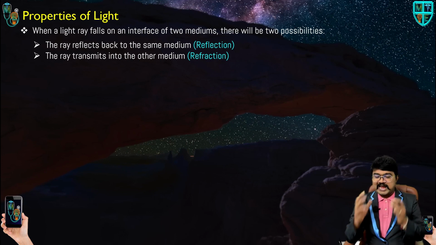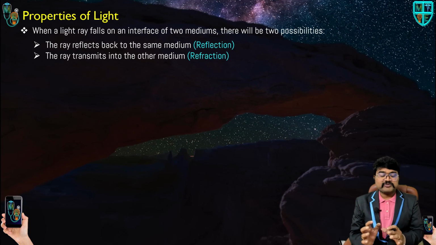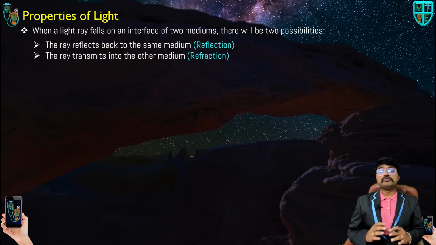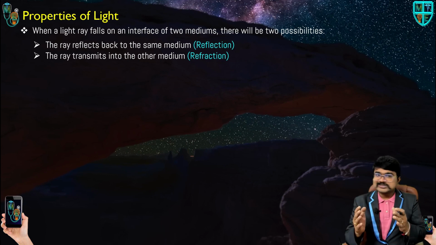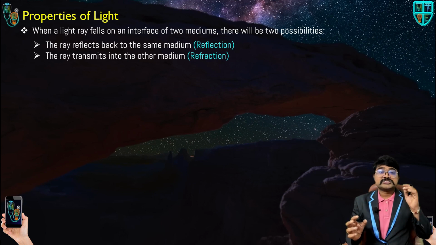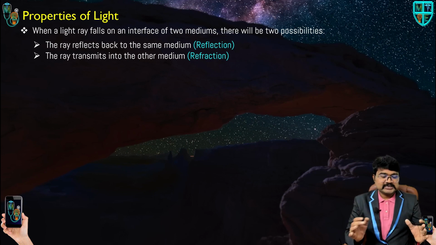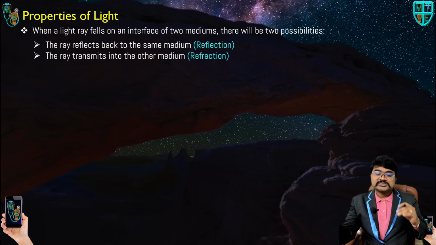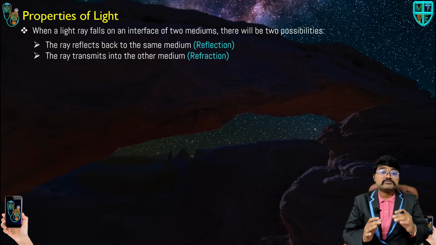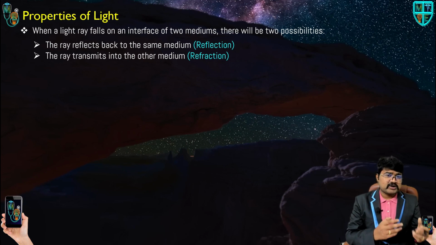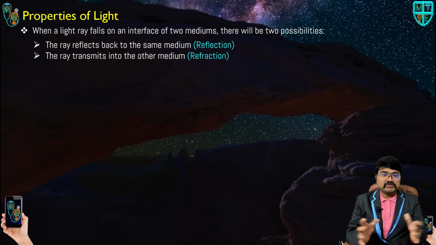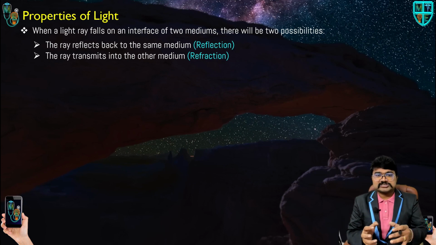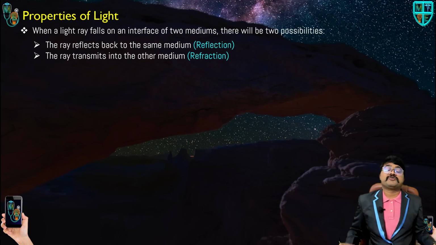When a light ray falls on the interface of two mediums, there are two possibilities. We already discussed this part. Some amount of the incident ray is reflected from the surface, and some amount is absorbed by the surface. The reflected light goes back into the same medium. The absorption process is nothing but refraction.